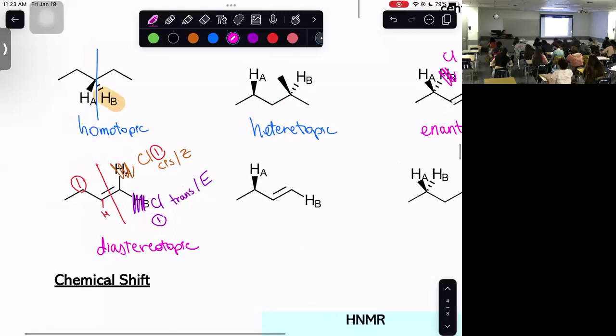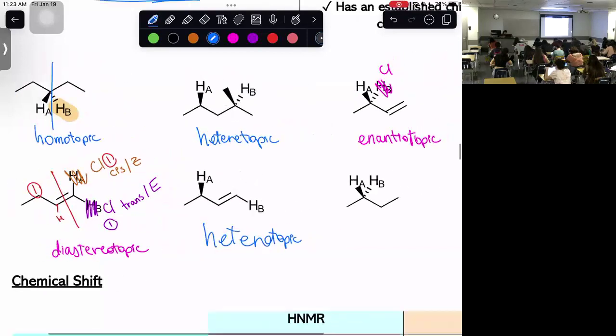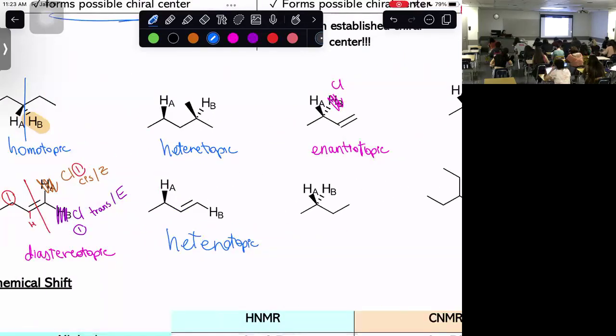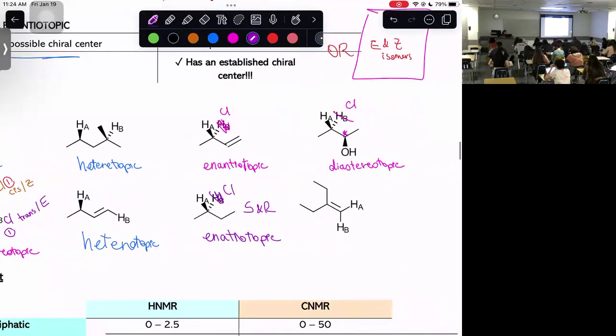Okay, what about the next molecule? What's the relationship? They're just heterotopic, completely different environments. Third one. They are enantiotopic because if I do the Q test, I create both S and R enantiomers. Okay, and very last one, the one with the double bond. Homotopic.